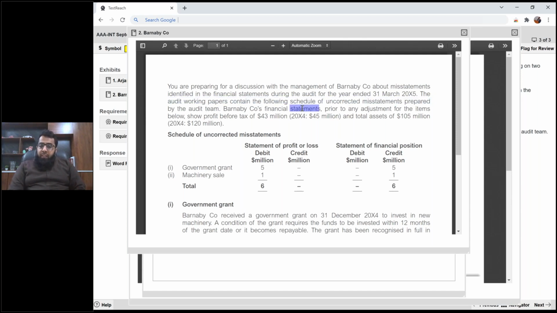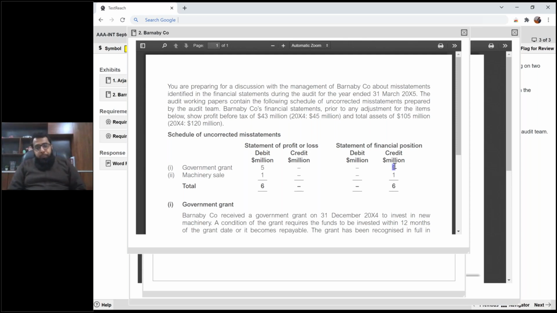Banner B Company financial statements prior to any adjustment for the items below show profit before tax of $43 million and total assets of $105 million. So obviously you will use them as a threshold for calculation of materiality. Now this is a schedule of uncorrected misstatements. These are the misstatements which are not yet corrected by the management. For government grant, we say that P&L should be debited by 5 and SOFP should be credited by 5.